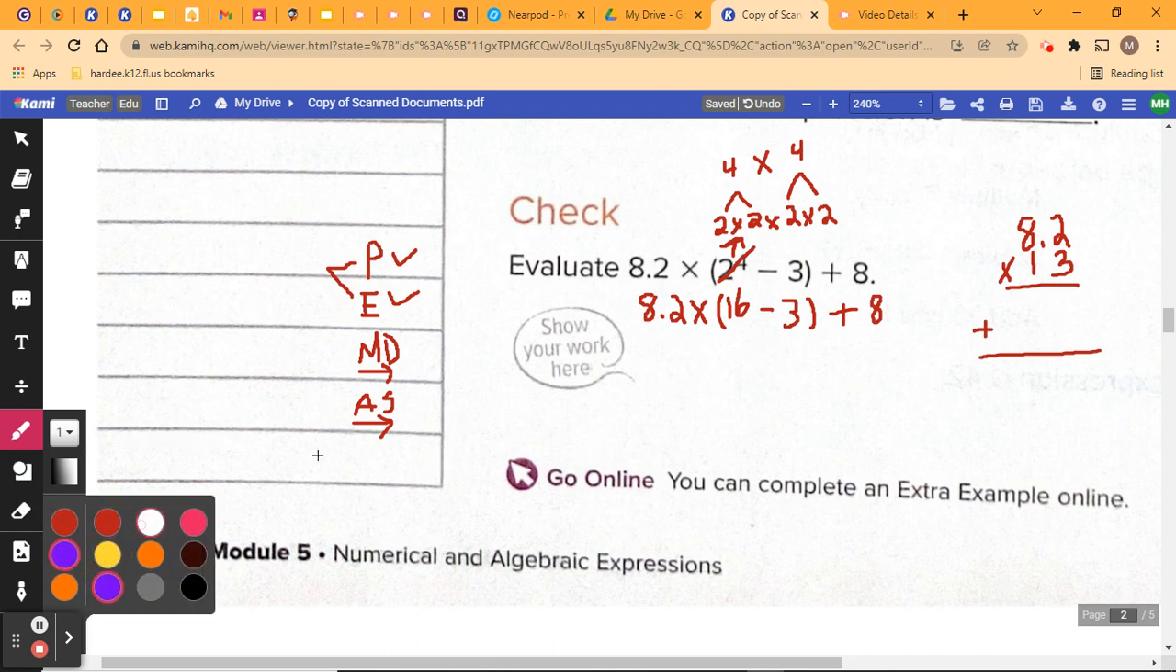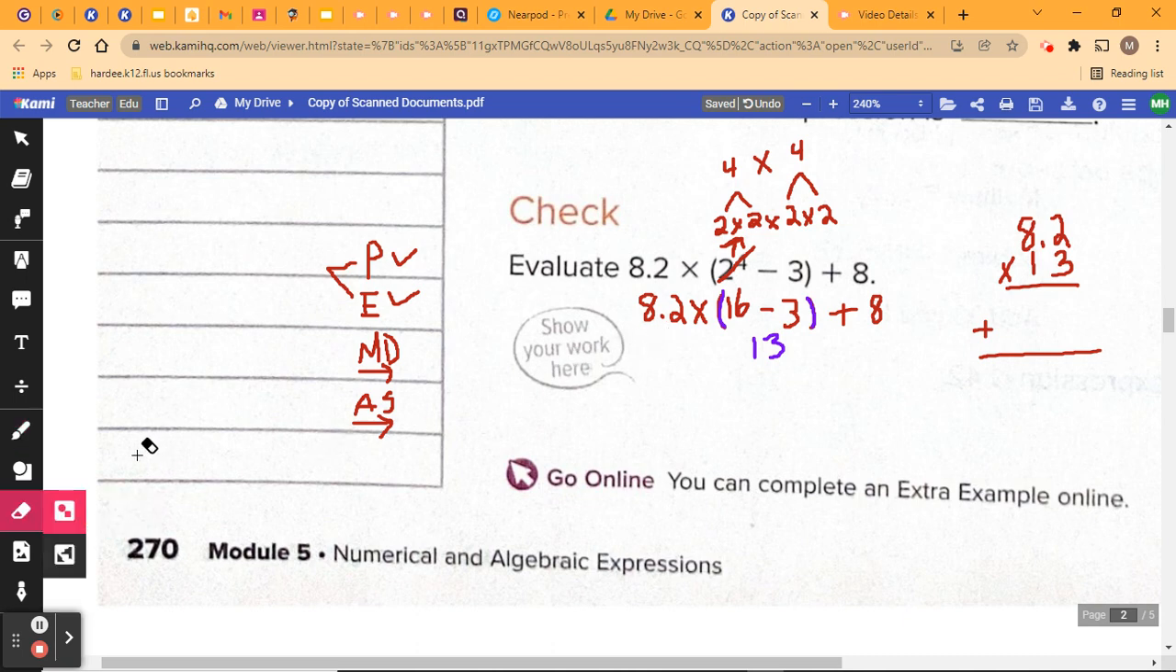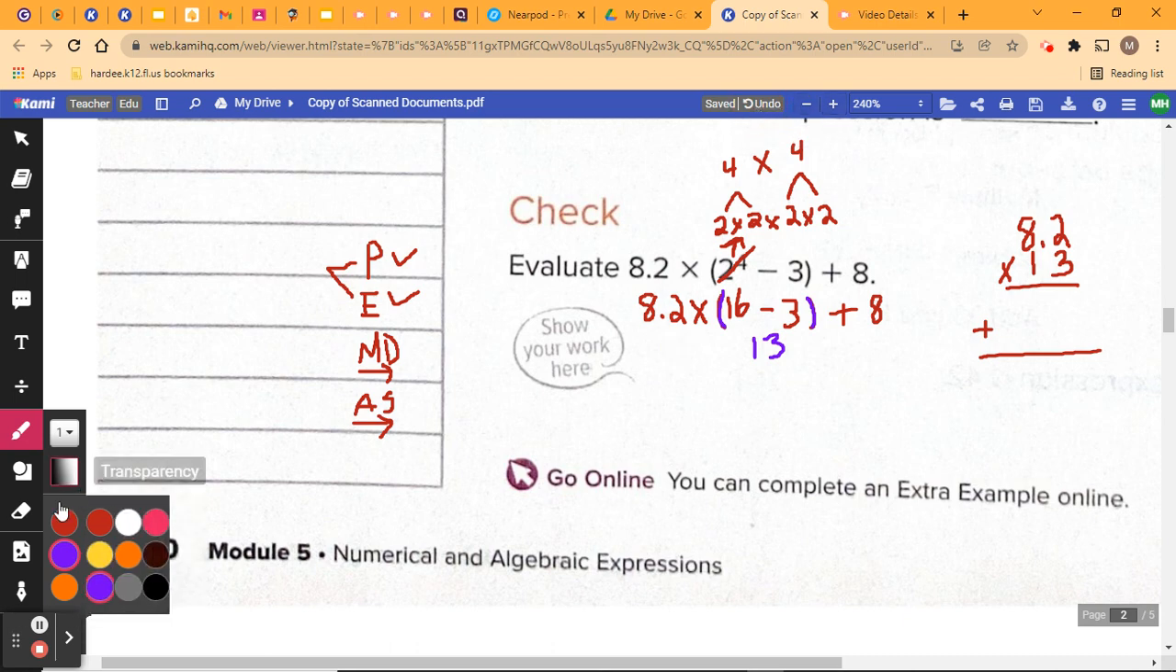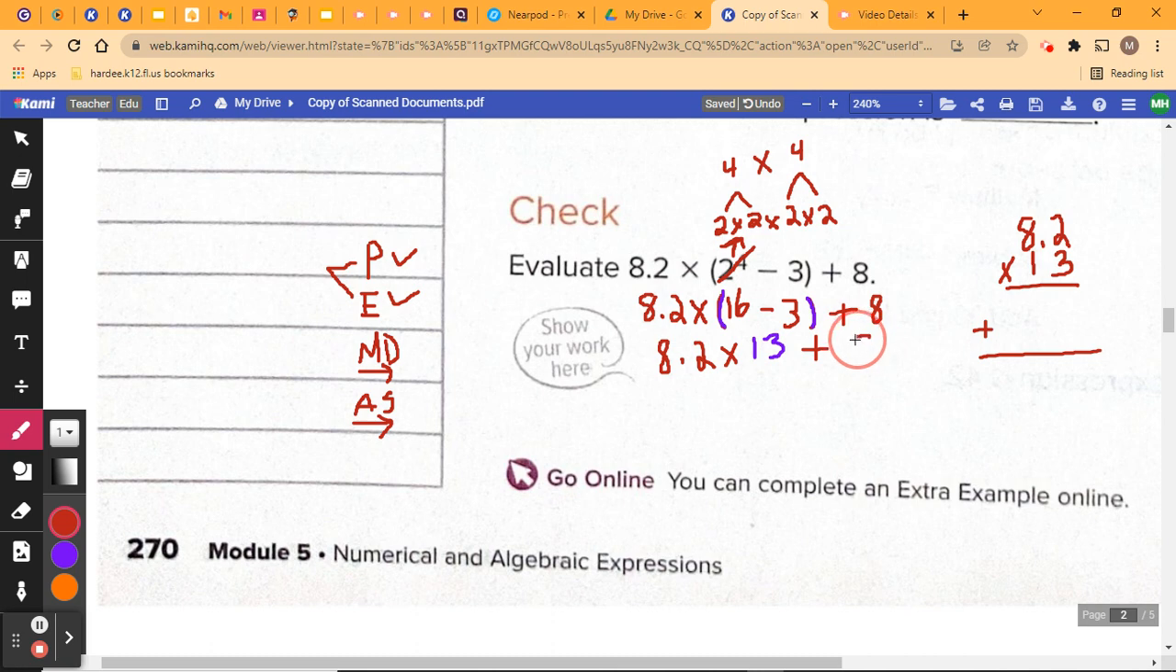So remember, in order to know that you got rid of these parentheses is that if you end up with one number, then you don't need your parentheses anymore. And 16 minus 3 gives me 13. So that means I don't need those parentheses anymore if you have one number left. Okay, so I'm going to copy down the rest. So 8.2, I still got to do 8.2 times, and then I got to add 8.